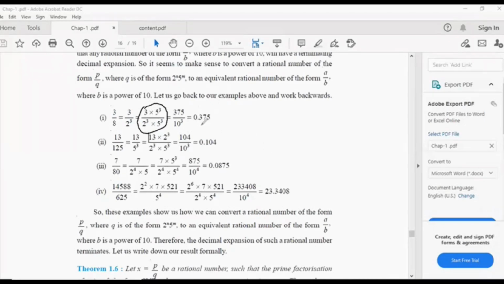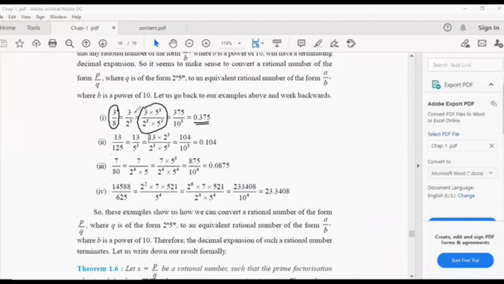There are some questions in the exercise to find the decimal form of given rational numbers. So the best method is to make the denominator a power of 10. Then you can write the decimal form very easily. So the given question is 3 by 8. You may expect some questions like this: write the decimal form of 3 by 8.